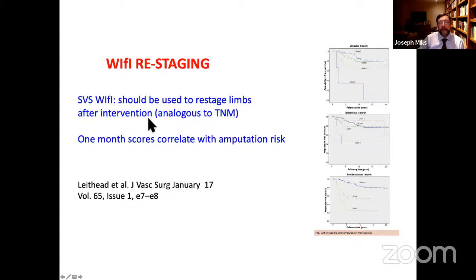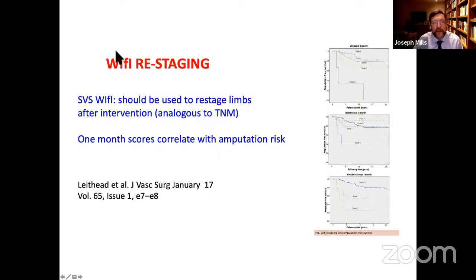Now, another point to make, if you want to compare Wi-Fi to TNM, tumor nodes metastases, Wi-Fi wound ischemia foot infection, this is from the Alabama group. So what do you do when you treat a cancer? They usually, if they're going to get multimodality therapy, and you can use that analogy with the limb, right? They need revascularization. Maybe they need drainage of infection first. Then after revascularization, they need further debridement. And then ultimately, you're going to close the wound.